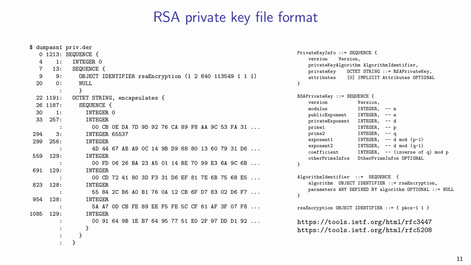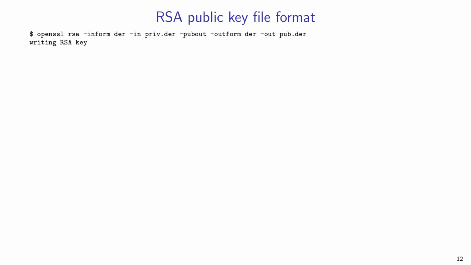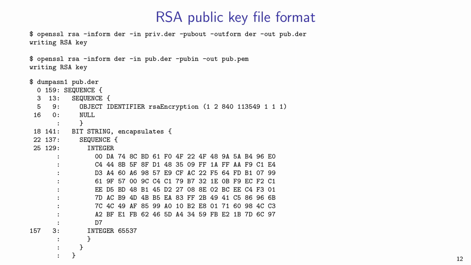Using the OpenSSL utility, we can extract from this private key file only the public part, which we can then share with others. We can use this command to get a DER encoded public key file, and this one if we want the PEM encoded version. If we dump ASN1 this public key file, we can see the following structure.